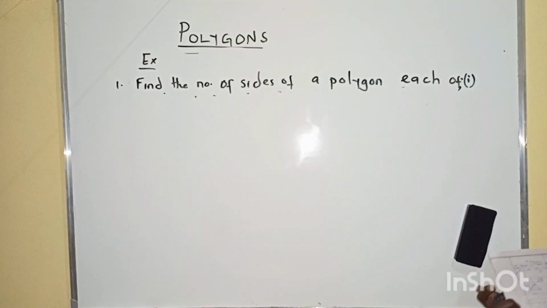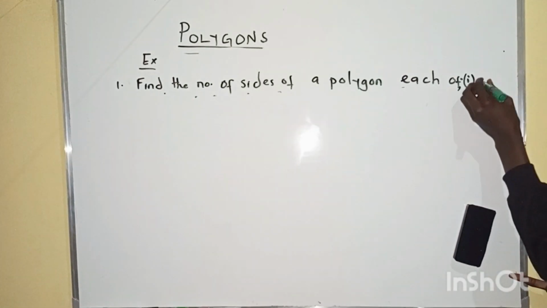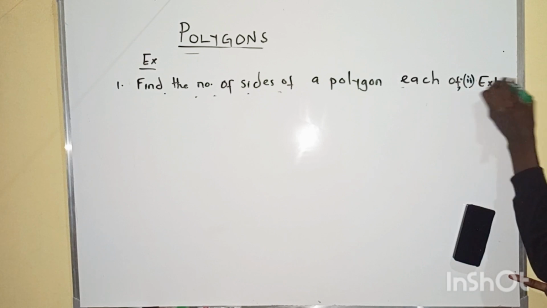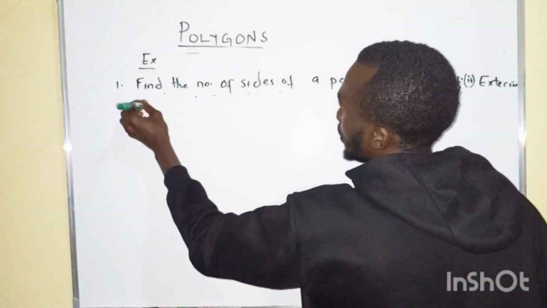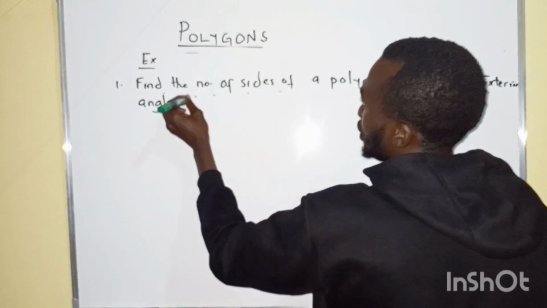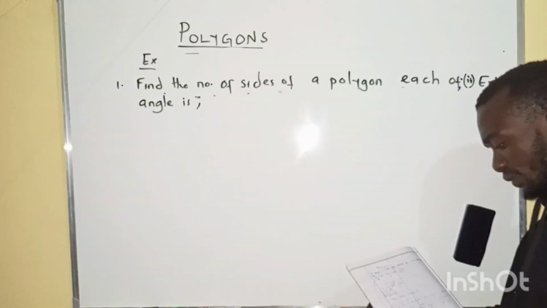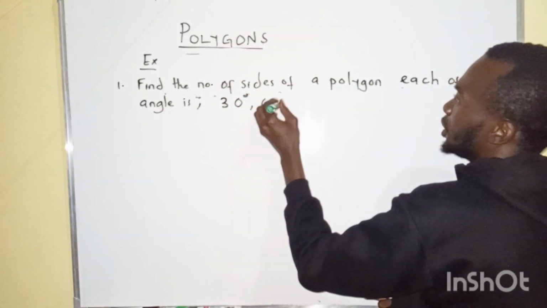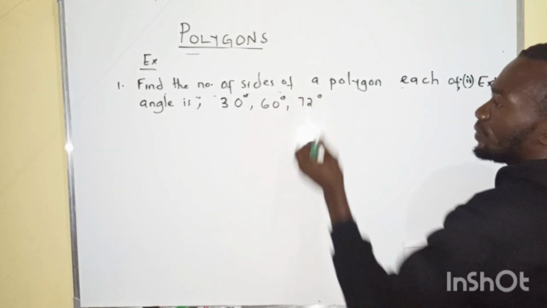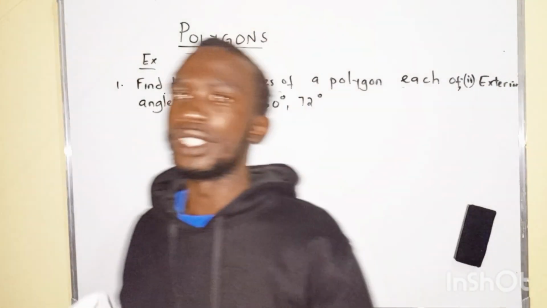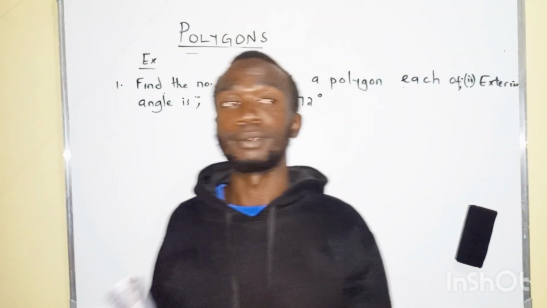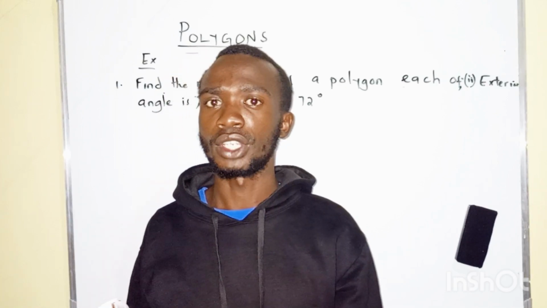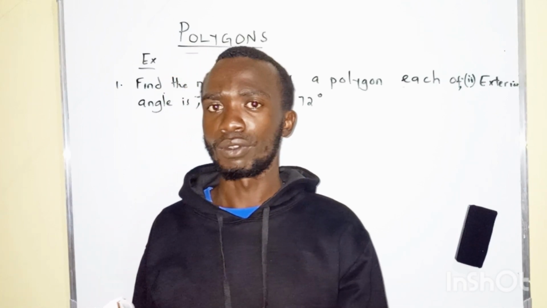Exterior angle. The given exterior angles are 30 degrees, 60 degrees, 72 degrees. Now it is easier to get the number of sides because the exterior angle is not as complicated as the interior. When you have been given the interior angles, first you need to find the exterior angle of that interior.